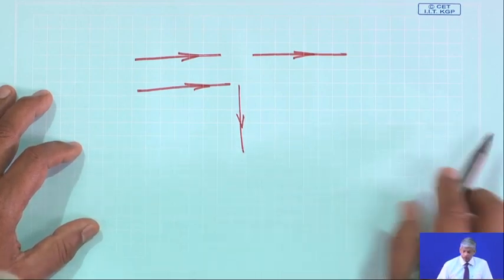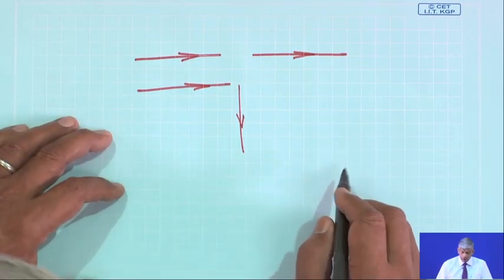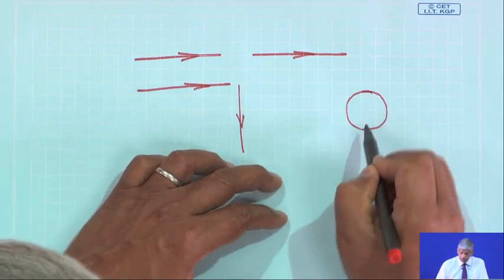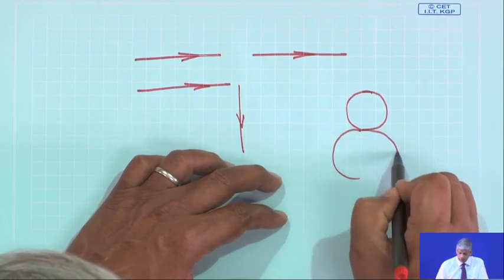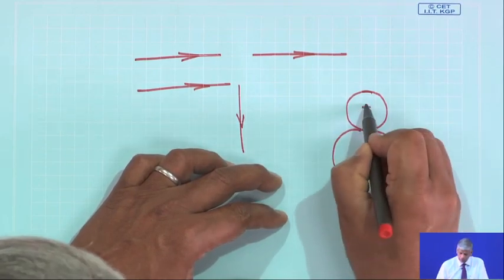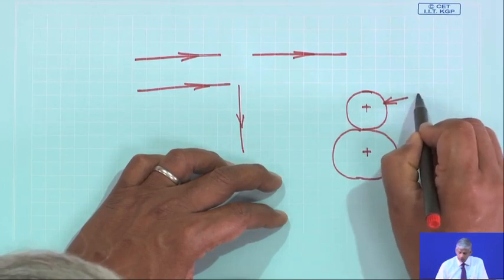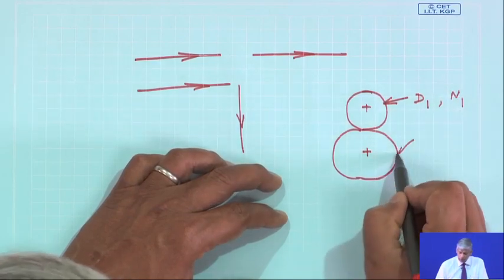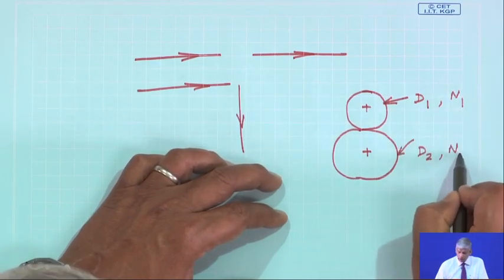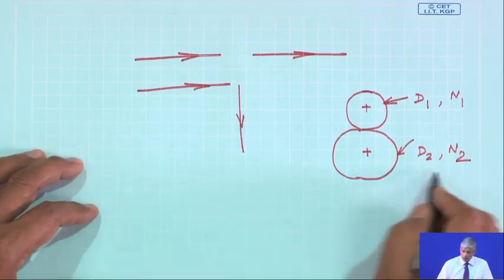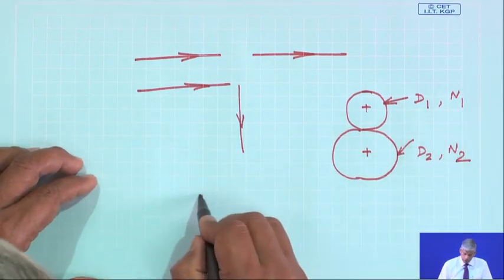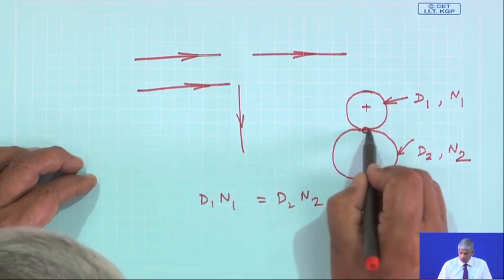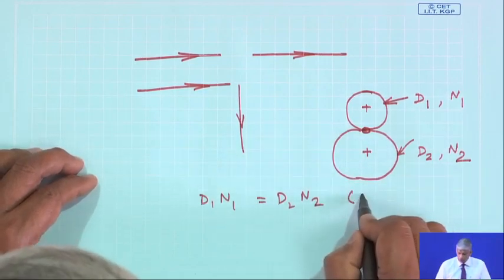So, the speed reduction will be there, and as you know from the law of gearing, if I have a pinion meshing with the gear, the pinion has a diameter d1 and its speed is n1. The gear has a diameter d2 and speed n2, where n2 means the rotational speed. So, d1 times n1 will be equal to d2 times n2, because the linear velocity at this point has to be the same, that is from the law of gearing.